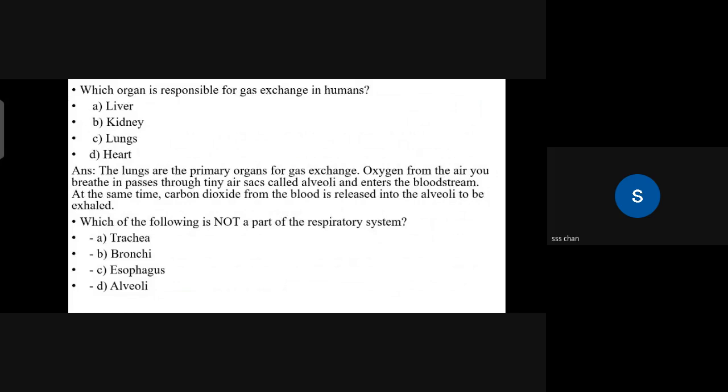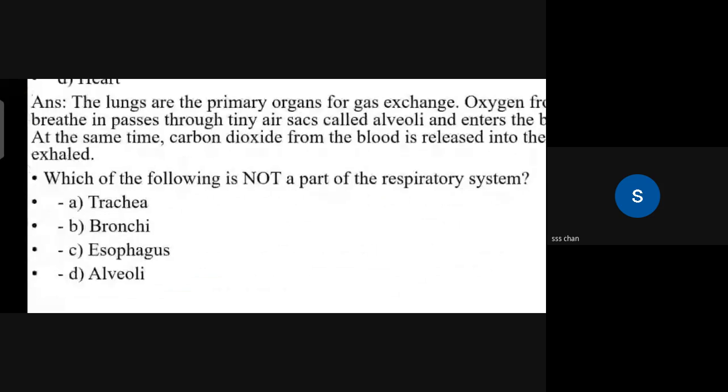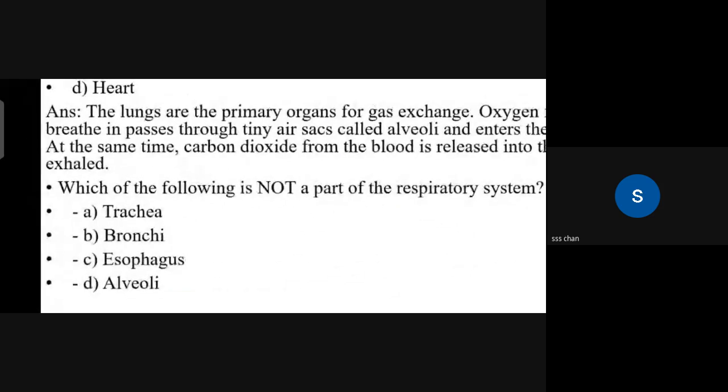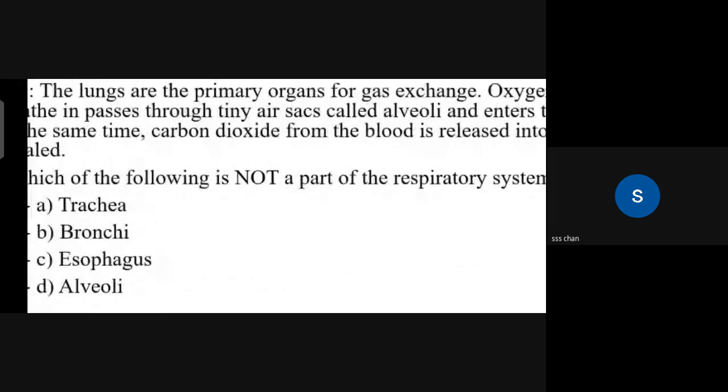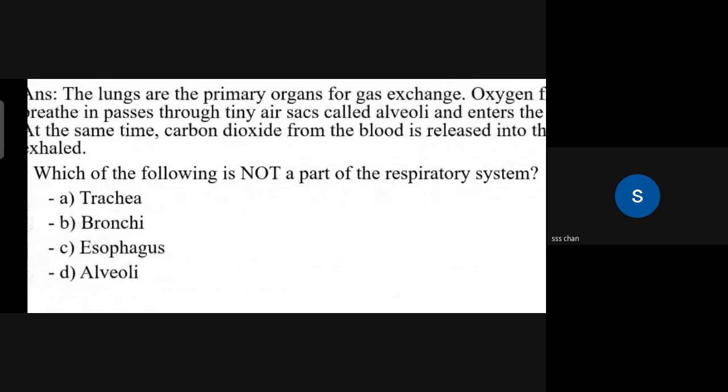Now, the next question says, which of the following is not part of the respiratory system? A, the trachea. B, the bronchi. C, the esophagus. D, the alveoli. The answer here is the esophagus.